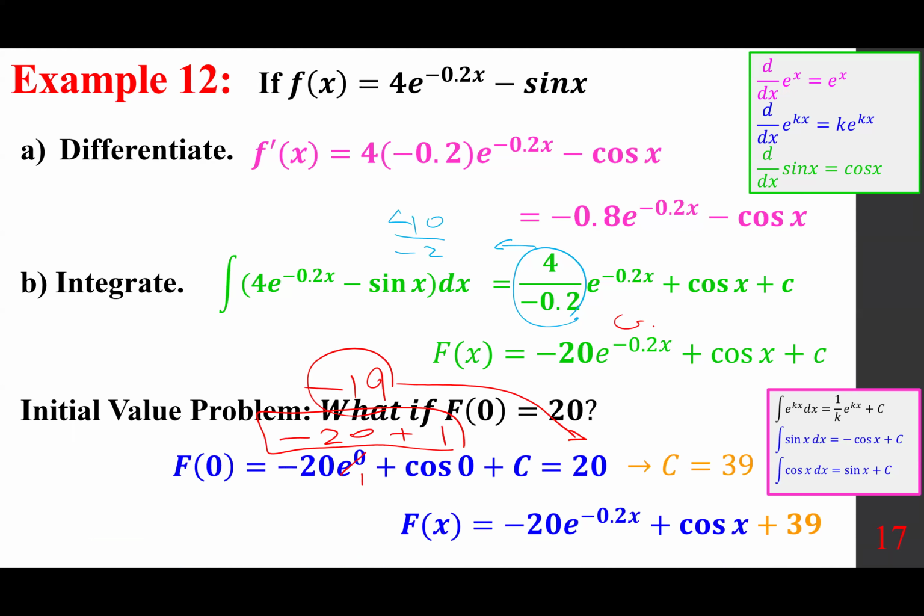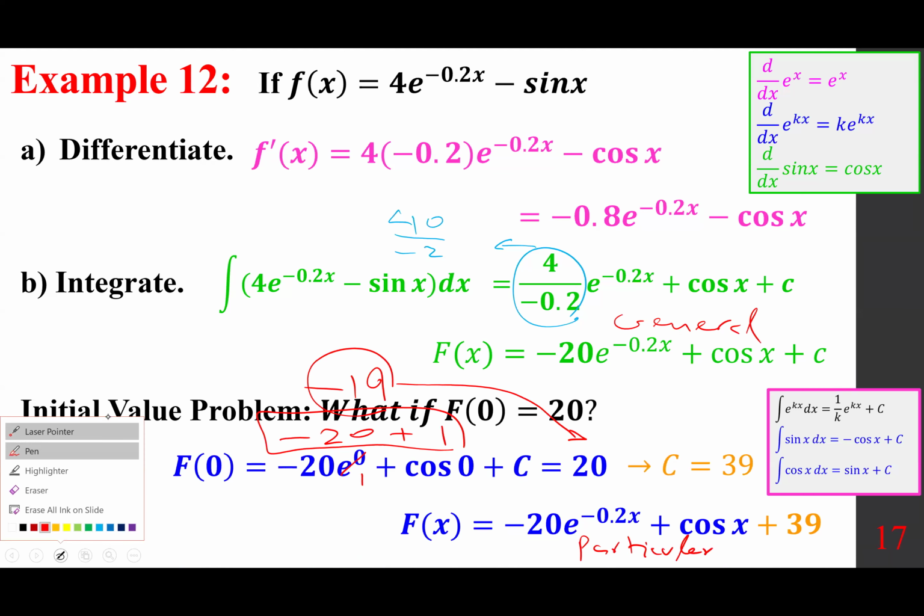And this is a general solution, and this is a particular solution. With one pair, we can find the C. This is a family of functions.